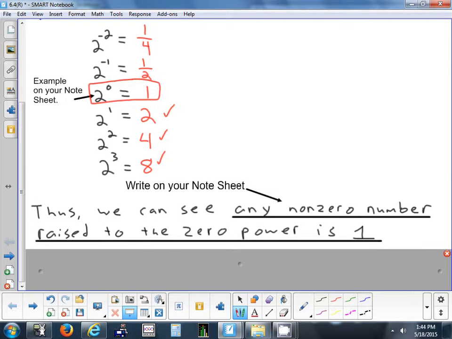So like this, then you're going to roll the board. Thus, we can see, right? On your sheet, it already says any, right? So you already have any on your sheet. You're just going to write non-zero number raised to the 0 power is 1.